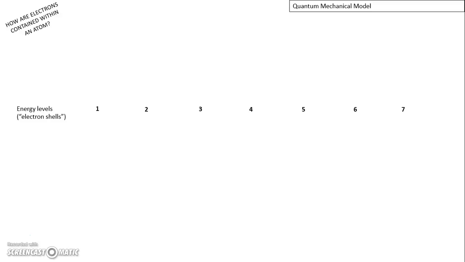Okay, and the energy levels are actually themselves subdivided into things called orbitals or subshells. Think of subshells as basically blobs of 3D space that the electrons are most likely to be found in. And there are actually different types of subshells. There's an S subshell, a P subshell, a D subshell, and an F subshell.